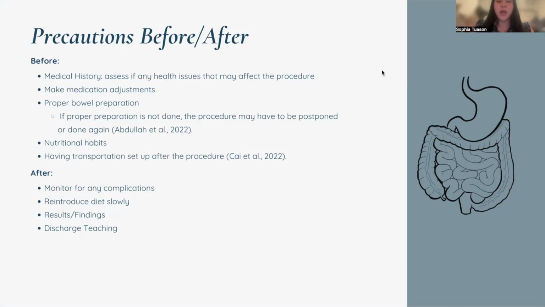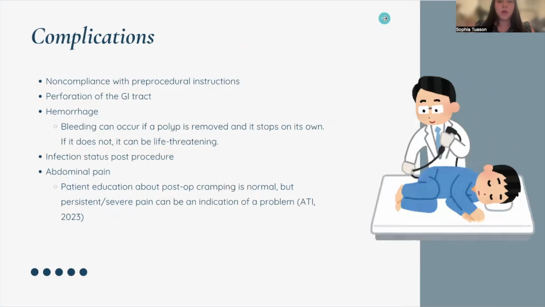After the procedure, it's important to monitor for any complications, help reintroduce the diet slowly, help go over the results and findings with the patient and the physician, and go over any proper discharge teaching. While colonoscopies are generally safe, some complications can arise, such as noncompliance with pre-procedural instructions, perforation of the GI tract, and hemorrhaging. Bleeding can occur if a polyp is removed and stops on its own. If it does not, it can be life-threatening. There can also be infection post-procedure, as well as abdominal pain.